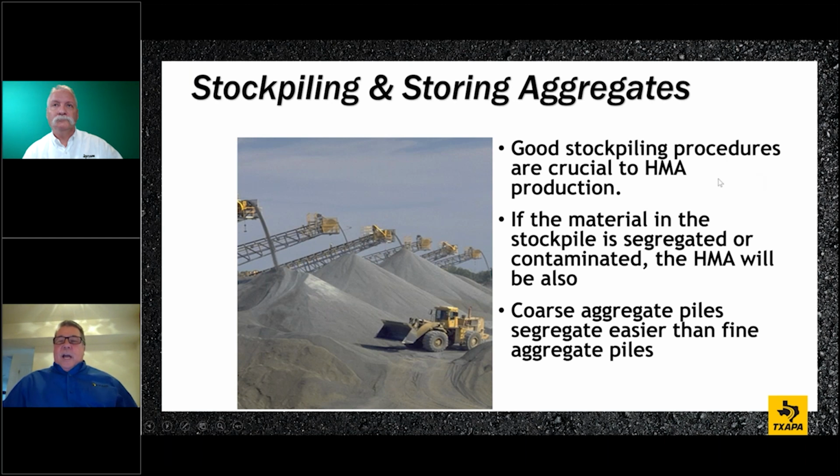All right, stockpiling and storing. We've got to have good stockpiling procedures. It's crucial to producing asphalt. If the material in the stockpile is segregated or contaminated, your material coming out of the asphalt plant will be contaminated and will have segregation issues. Yep. So we talk about segregation quite a bit. We've got mechanical segregation, and then you also have thermal segregation. But most of the time when we start talking about mechanical segregation, or we're having issues with it, it's all about the material being stockpiled at the asphalt plant and how it's being utilized in the mix design. And how it's being handled in between.